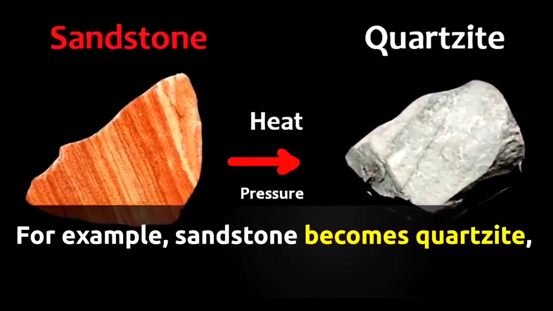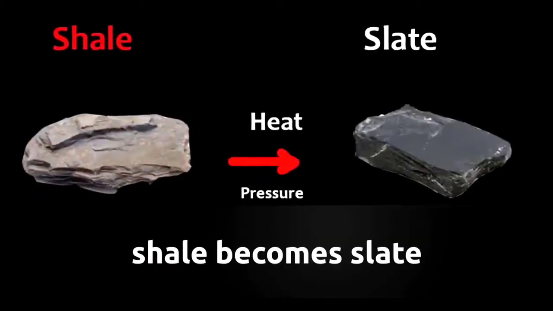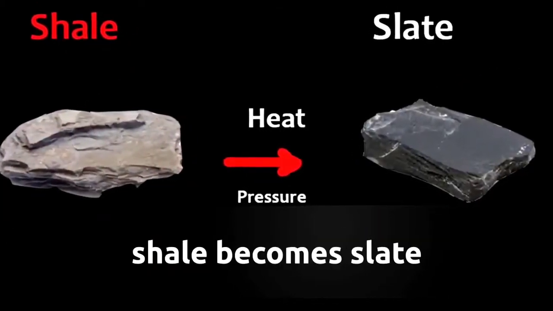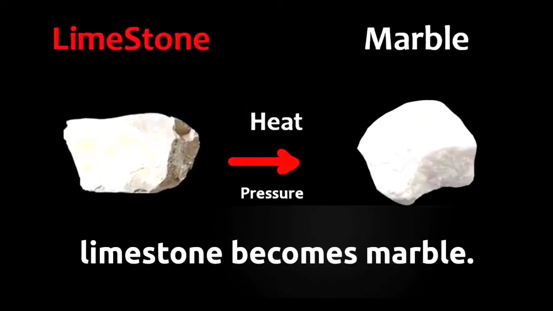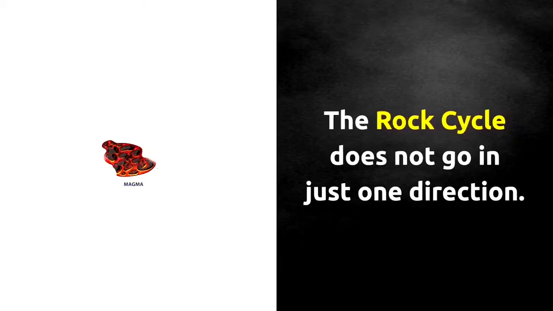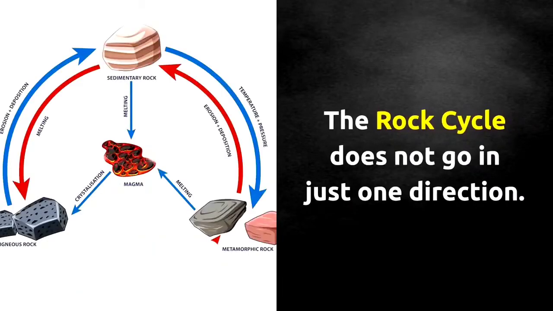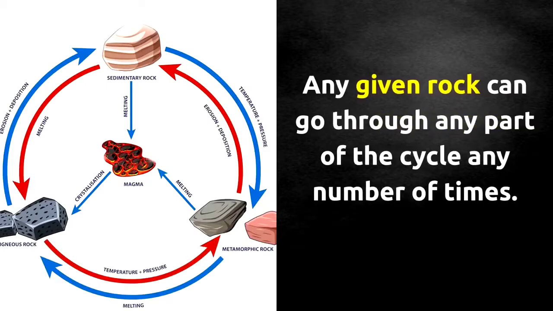For example, sandstone becomes quartzite, shale becomes slate, limestone becomes marble. The rock cycle does not go in just one direction. Any given rock can go through any part of the cycle any number of times.